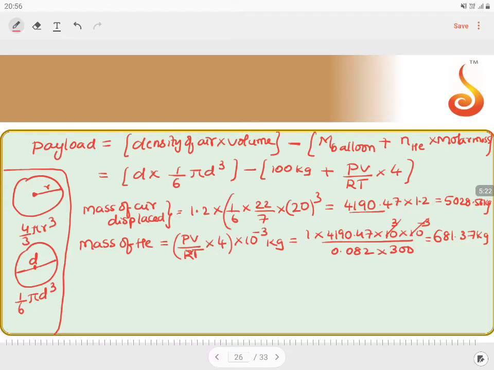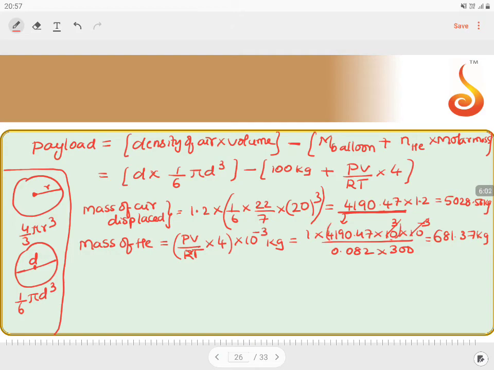So now we have the mass of helium, and we have the volume of the air. See this part, 1 by 6 into pi d cube, this value is 4190.47. I substituted the same value over here for PV equal to nRT, because the volume of helium gas is nothing but the volume of air displaced. So the volume remains the same in both cases, but it is given in meter cube. To convert, 1 meter cube is equal to 10 power 3 liters. So multiply by 10 power 3, and 4190.47 into 10 power 3 will be the volume in liters. Clear, children? That's the simple point you have to remember.